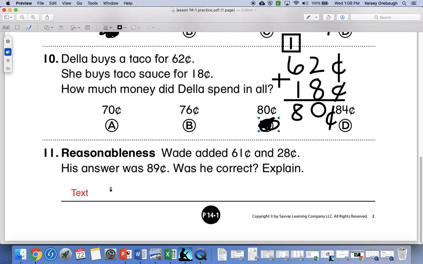All right, last one, 11, reasonableness. Wade added 61 cents and 28 cents. His answer was 89 cents. Was he correct? Explain. Okay, 61 cents and 28 cents. And he got 89. The best way to figure out if he was correct is simply to add 61 cents. For some reason it doesn't like my drawings. Plus 28 cents.